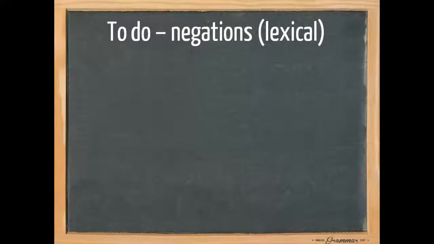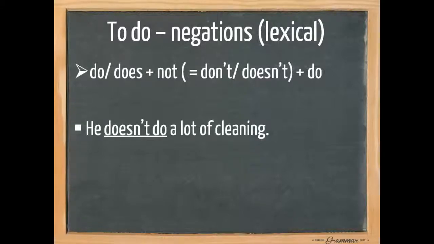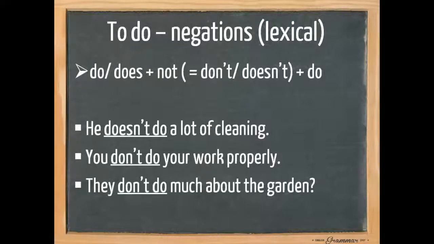Let's have a look at to do in negations, again in a lexical sense. Now we also need an auxiliary here, so we use do and does as an auxiliary. We add not to it, so you can contract it to don't or doesn't, and the lexical sense, do. He doesn't do a lot of cleaning. You don't do your work properly, and they don't do much about the garden.